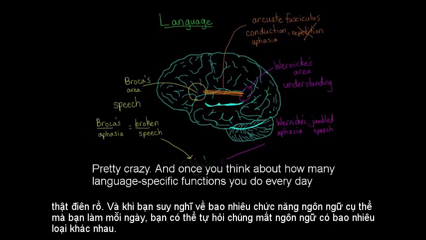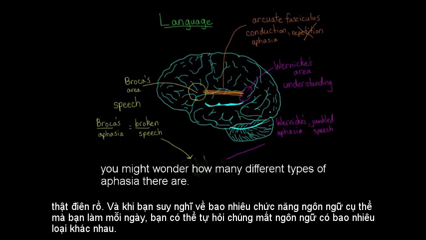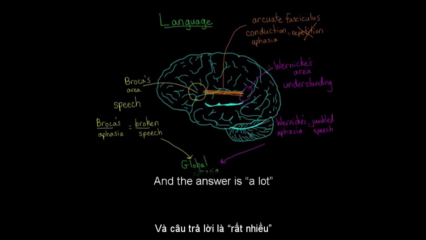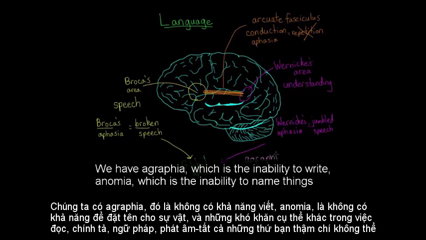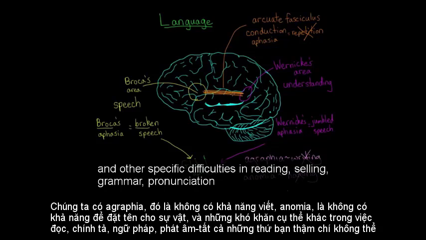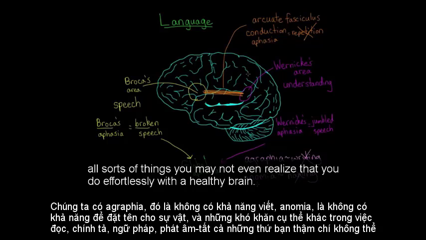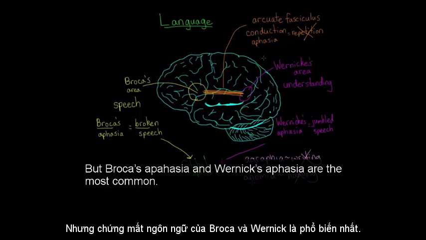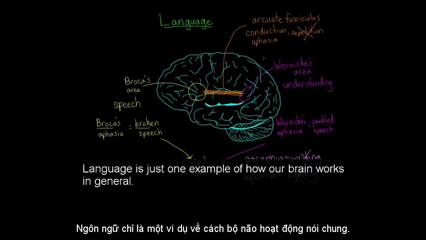It's pretty crazy. And once you think about how many language-specific functions you do every day, you might wonder how many different types of aphasia there are. And the answer is a lot. We have agraphia, which is the inability to write, anomia, which is the inability to name things, and other specific difficulties in reading, spelling, grammar, pronunciation, all sorts of things you may not even realize that you do effortlessly with a healthy brain. But Broca's aphasia and Wernicke's aphasia are the most common.